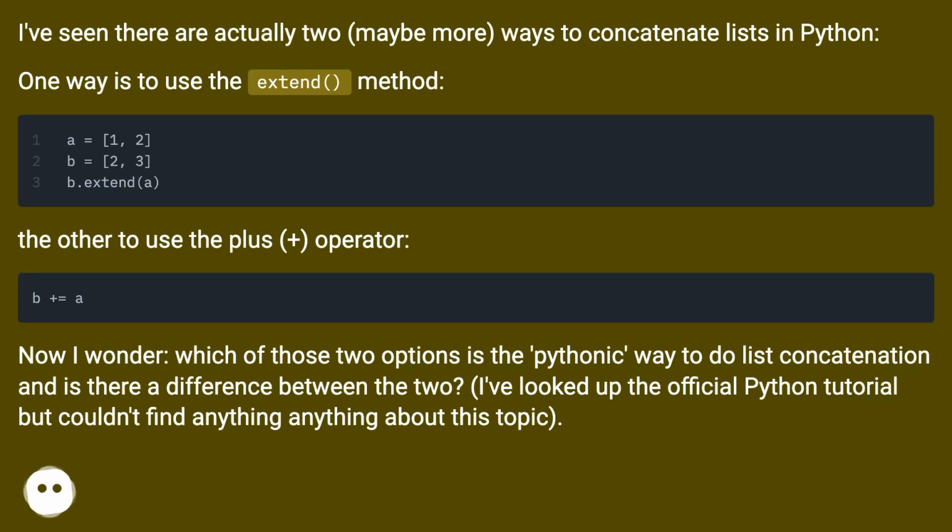Now I wonder, which of those two options is there a Pythonic way to do list concatenation, and is there a difference between the two? I've looked up the official Python tutorial but couldn't find anything about this topic.